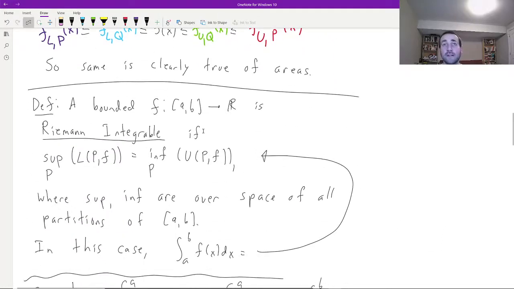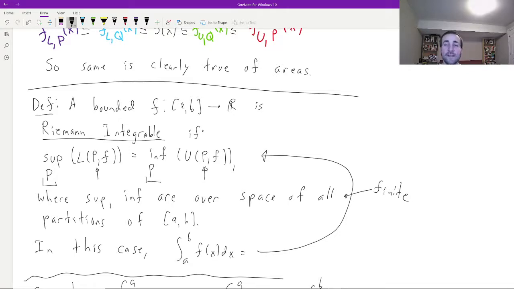Okay. With that out of the way, it makes sense to talk about the Riemann integral and introduce the main definition. We say that a bounded function f from an interval a, b to R is Riemann integrable if the supremum of my lower bounds is equal to the infimum of my upper bounds, where the infimum and supremum are taken over all partitions, all finite partitions of the interval a, b. And when these two things, the supremum of the lower bounds and the infimum of the upper bounds, are equal, they have one value, and that value is the thing that we call the Riemann integral of f from a to b.